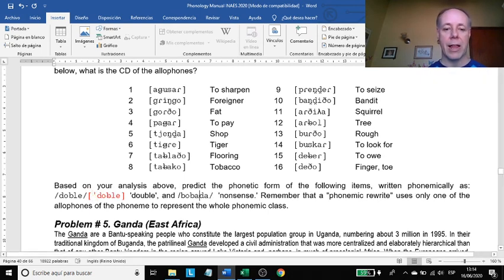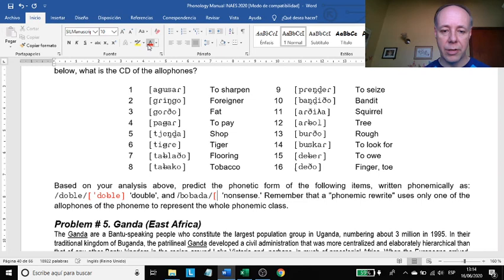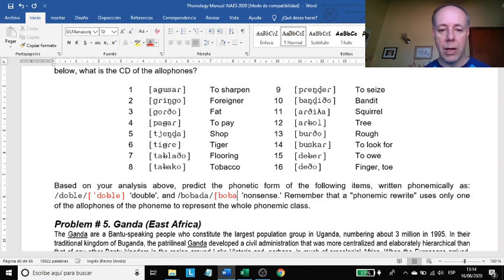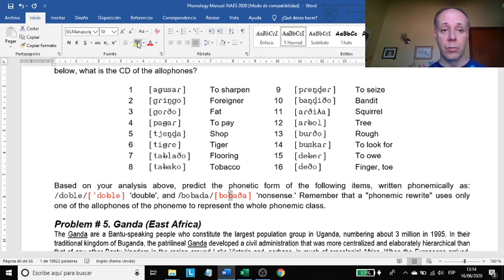Okay, now bobada. How should I do this? Well, let's see. Bobada. Super soft, right? And what else? The B should be soft too, because it's between vowels, it's in intervocalic position. What about the first B? No, the first B should be strong. Why? It's syllable initial before a vowel. Bobada. Like this. This is according to the phonological rules.